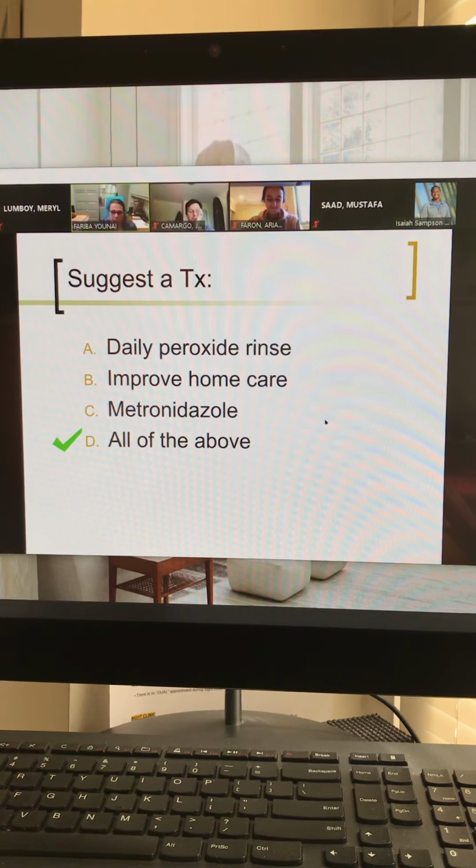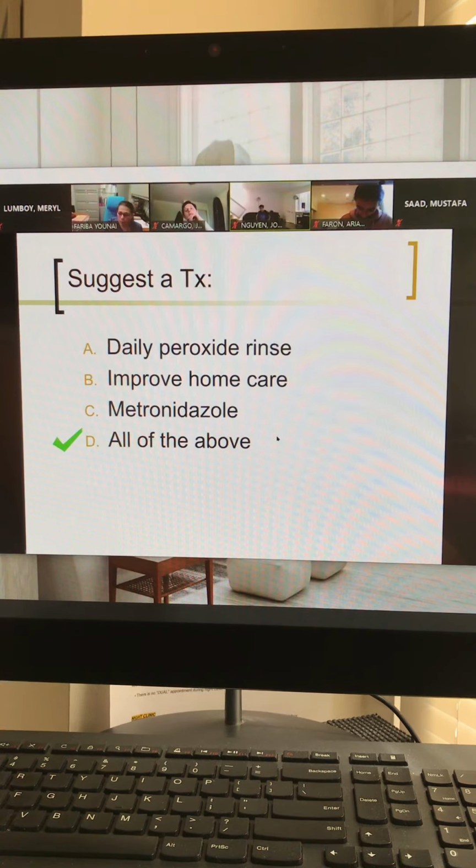So peroxide, because it has the bubbling effect, it actually does mechanical debridement for the wound. So anytime you flush, let's say you have a paper cut or a cut on your hand, one of the reasons you want to use peroxide is that bubbling effect that allows you to get some superficial cleansing of the wound. Of course, you need to improve home care, but why metronidazole in terms of antibiotic?